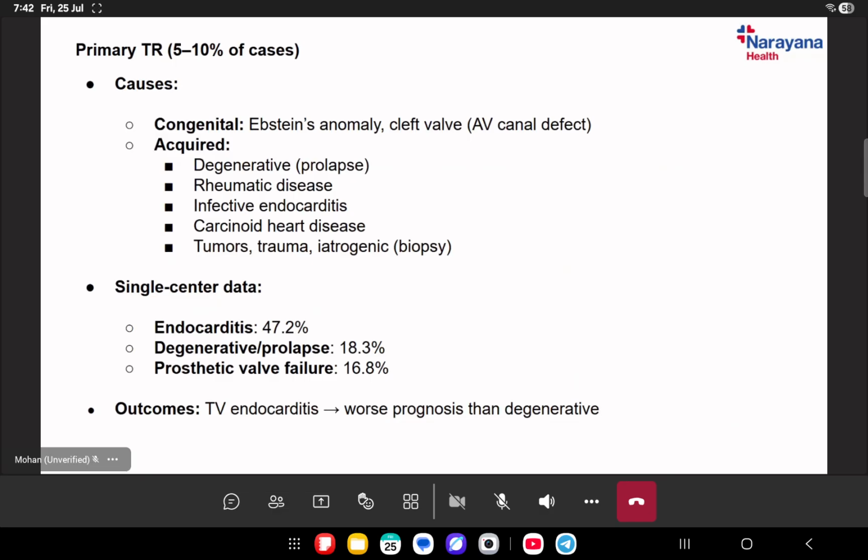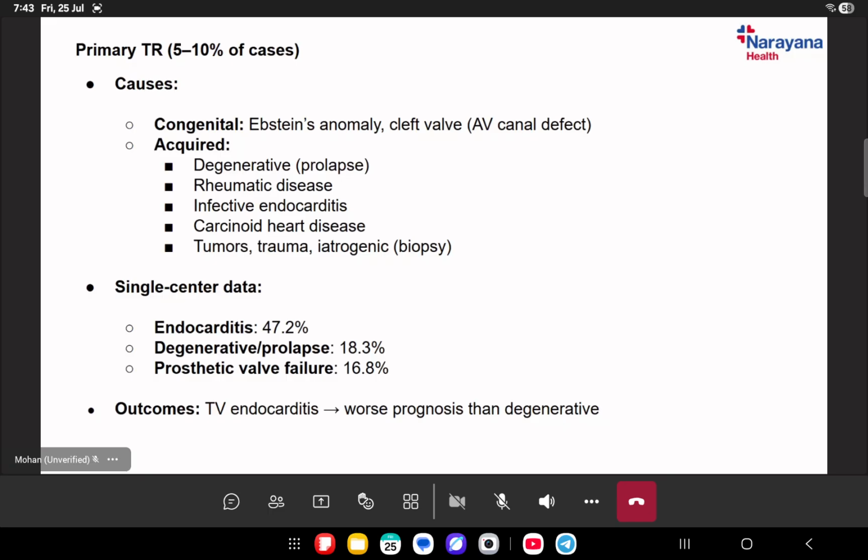Talking with respect to primary TR, it comprises only around 5 to 10% of the cases. Mostly it can be congenital or acquired. Congenital, we know, is Ebstein anomaly or a cleft AV valve in other cases. And then acquired: degenerative, that is prolapse; rheumatic heart disease, which is very rare now, toward the tricuspid valve; infective endocarditis, which is becoming more common nowadays; carcinoid heart disease, which will give fibrinous degeneration in carcinoid syndrome; and then tumors, trauma, or iatrogenic.